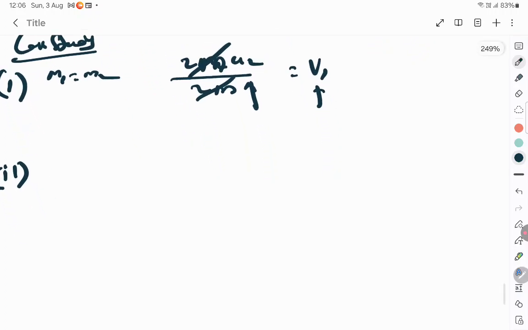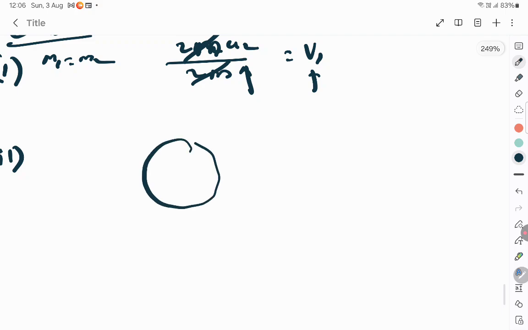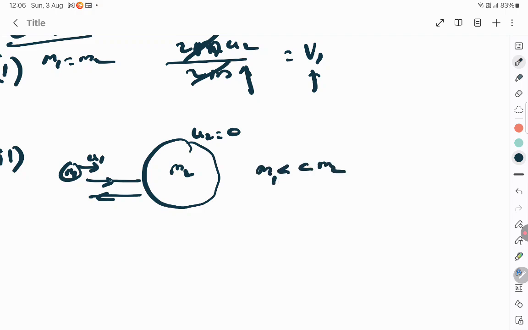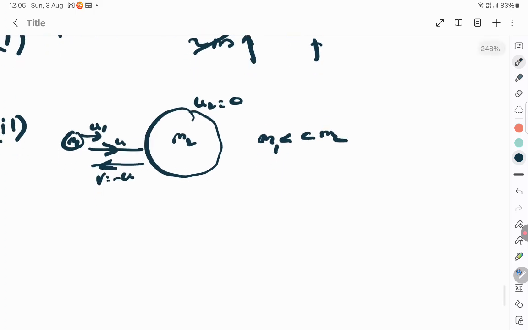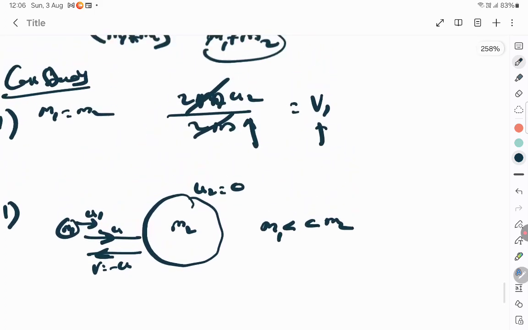Case study number 2. Supposing there is a huge second body which is not even moving, and a small first body which is moving with velocity u1. It comes and collides. Obviously, common sense: since m1 is much lesser than m2, it comes with the same velocity and goes back with the same velocity. So the final velocity can be written as minus u because the direction has changed. But you have to get it using this derivation.